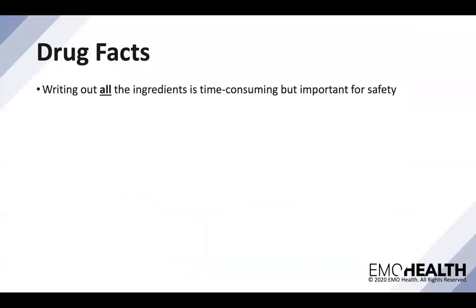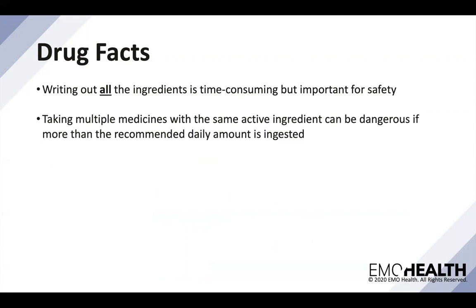It is important, even though time consuming, to write out all of the ingredients for safety reasons. Why? Taking multiple medications with the same active ingredient can be dangerous if you exceed that recommended daily amount. A perfect example is Tylenol, acetaminophen. It is an active ingredient in over 600, yes, 600 over-the-counter and prescription medications. Tylenol, believe it or not, is one of the leading causes of liver failure still in the United States and around the world, and for liver transplants.